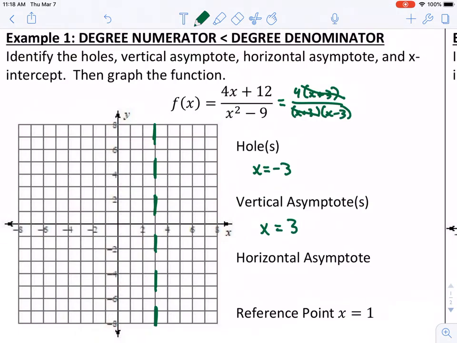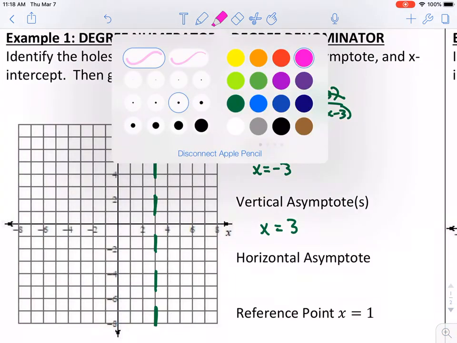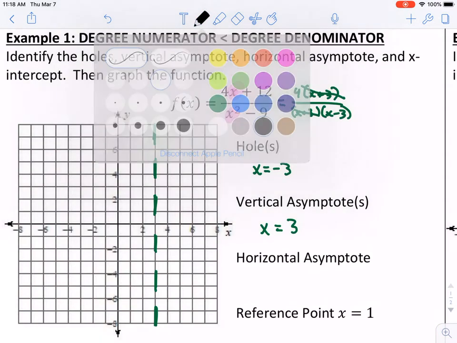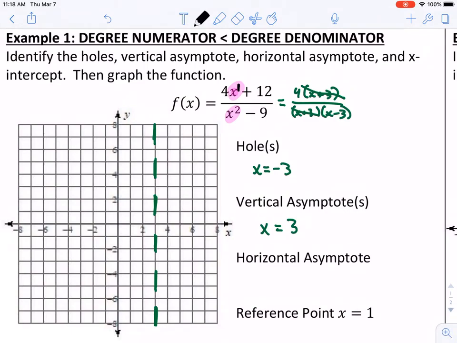So now we have to look at finding our horizontal asymptote. Okay? And for that we look at these two right here. They're the highest power of x on the top and the bottom. Now, if there's not an exponent with that variable, it's always a 1. So as you can see, we have 1 and 2. They're not the same. The top one's smaller than the bottom one. So therefore, our horizontal asymptote is going to be y equals 0. So let's draw that in.